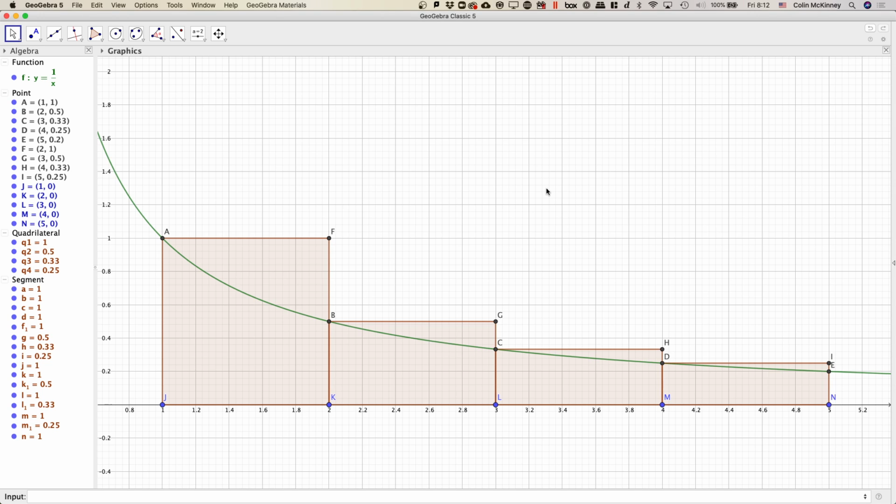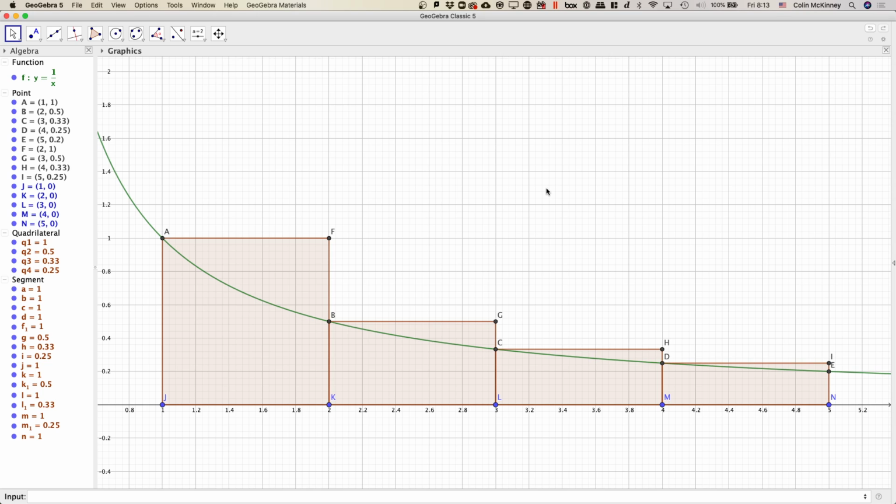So what's the height of the second rectangle? It's a half, right, because that is the value of the function at this left-hand edge point. And then what's this one? 1/3, and then this one is 1/4. Okay. So what would be an approximation of the area under the green curve? It'd be the area of the 4 boxes. 1 plus 1/2 plus 1/3 plus 1/4.